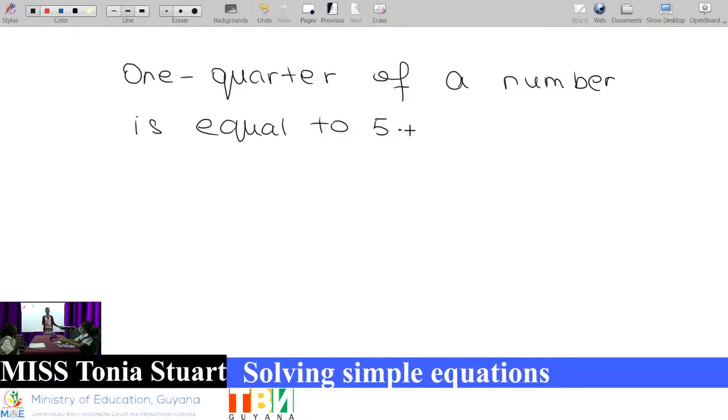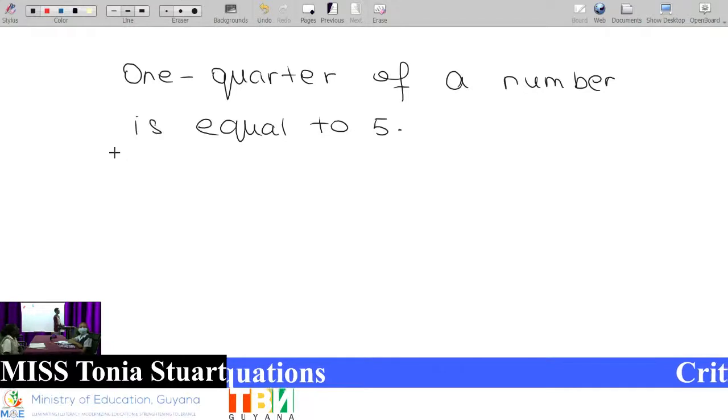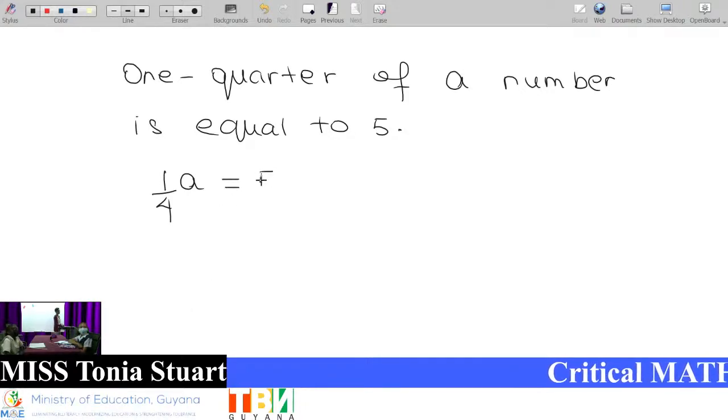So what are you using to represent that unknown number? What's your variable this time? Just use any letter. A. So 1/4 A is equal to 5.